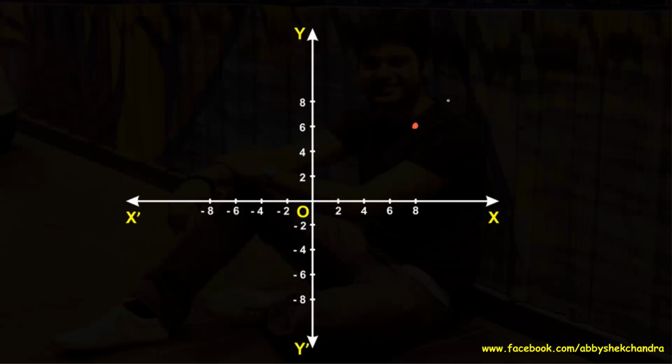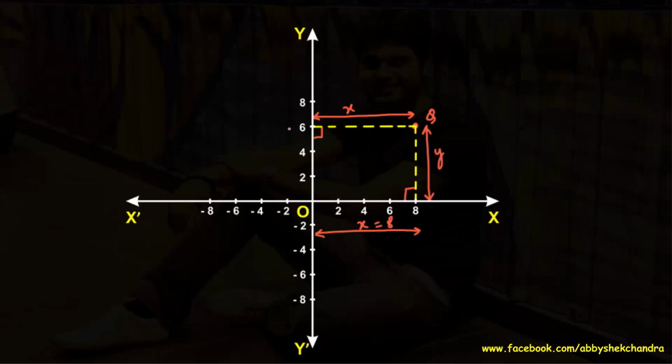If you need the coordinates of a point, say Q, what you need to do is drop a perpendicular each from Q to the x and y axis. Then this will be the x coordinate, which will be the same as this distance, and this will be the y coordinate, which will be the same as this distance.